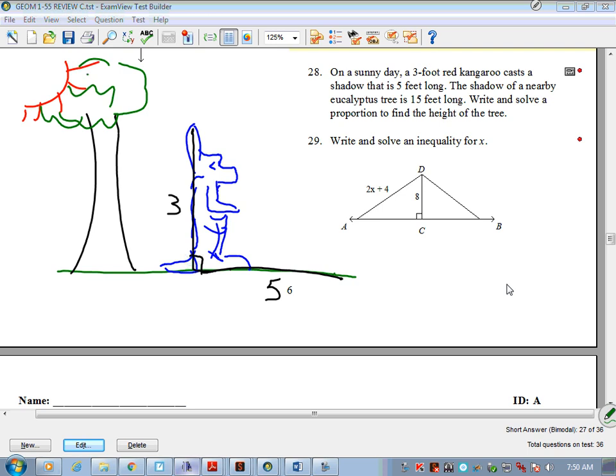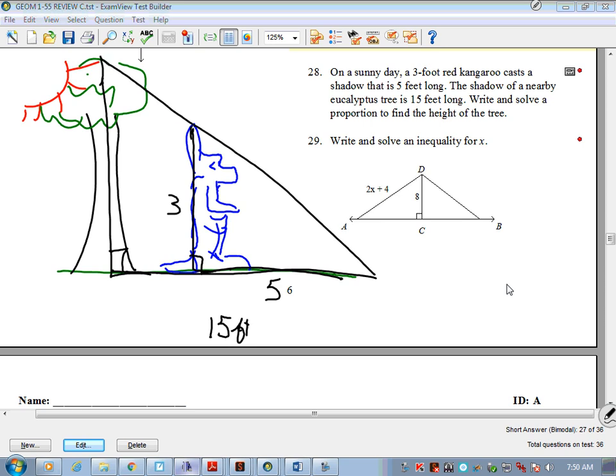Okay, there's my eucalyptus tree. The shadow is 15 feet long, so it has a 15-foot shadow. We want to write and solve a proportion to find the height of the tree. Now these should both be similar triangles. So we're going to write a proportion because what we have is a shared angle here with the ground.